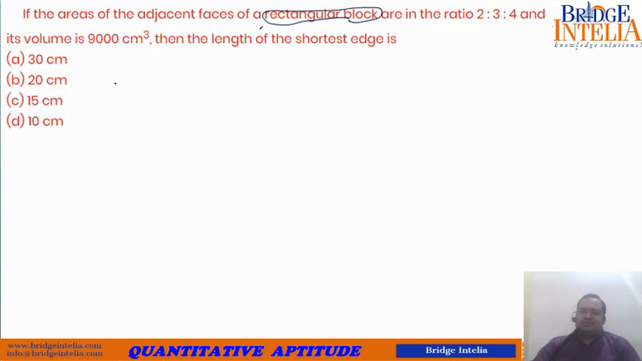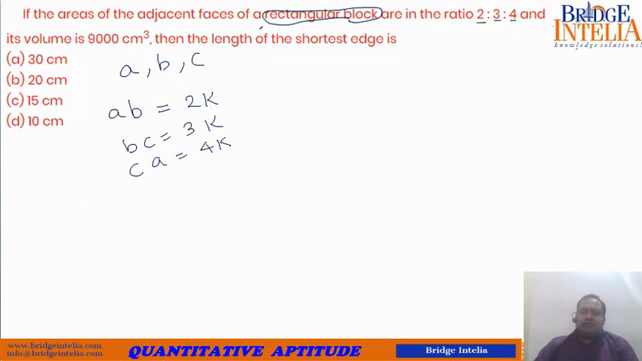So see, let the lengths of the edges be A, B and C. So look at the ratio of the adjacent areas. So I can say that A into B must be equal to 2K, because the ratio is 2:3:4. So I introduce a variable K. So if AB is equal to 2K, BC must be equal to 3K and CA must be equal to 4K. So what is the volume? Volume is the square root of the product of these three. So 2K into 3K into 4K.